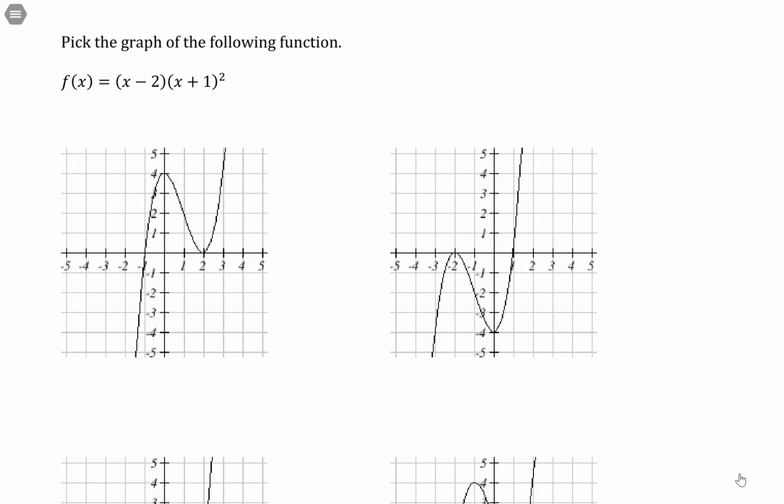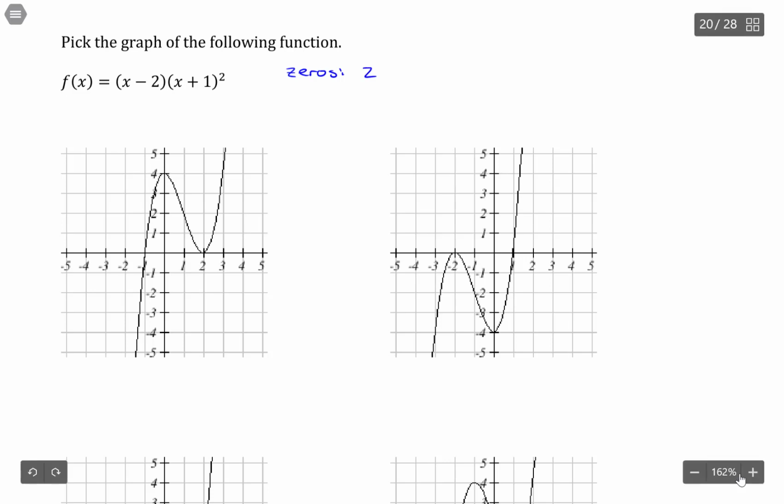Pick the graph of the following function. So before you grab your calculator and try and draw this on the calculator, you'll probably be done if you just think about a couple of principles here. For instance, we already have the function in factored form. So the zeros are relatively easy to identify. We just take the factors, set them to 0, and solve.